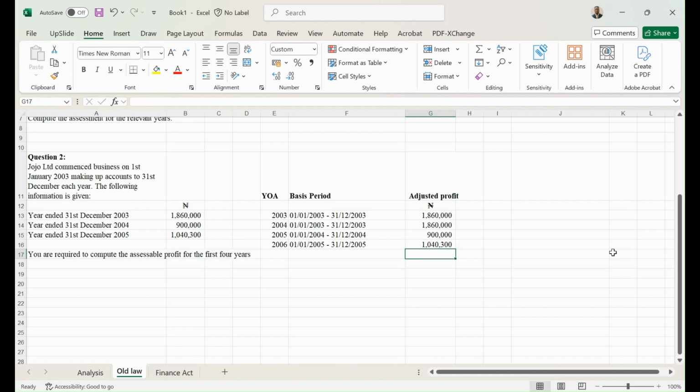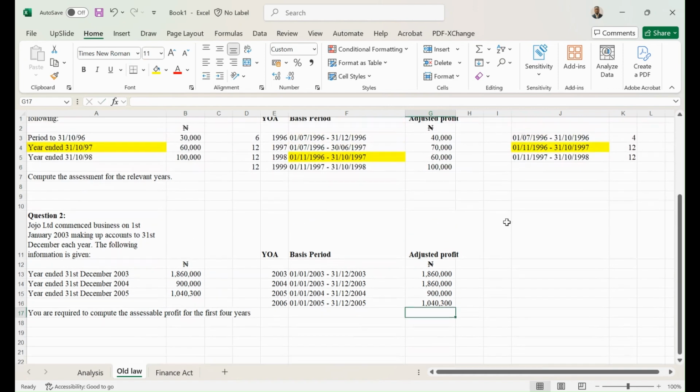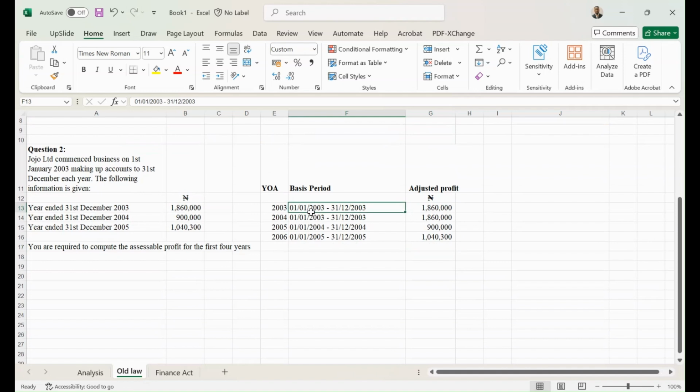Now the question is, why was it changed? Why did the Finance Act adjust the basis period? If you go back to this, you would see that one of the reasons is the problem of coincidence. Some profits were taxed more than once. The profit of 1,860,000 that was made just once in a year was taxed twice, in 2003 and 2004. So that was a problem that we had with the old law.